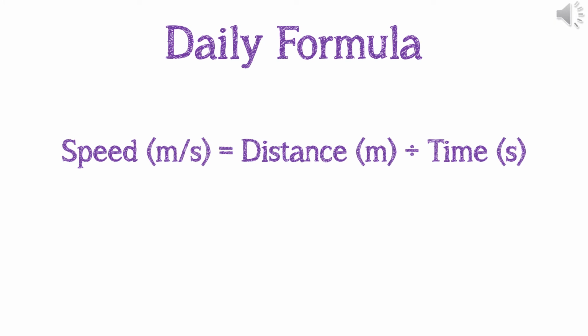The formula for today is that for speed. So speed in meters per second is the distance in meters divided by the time in seconds.